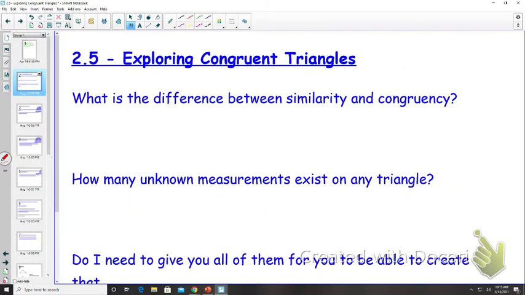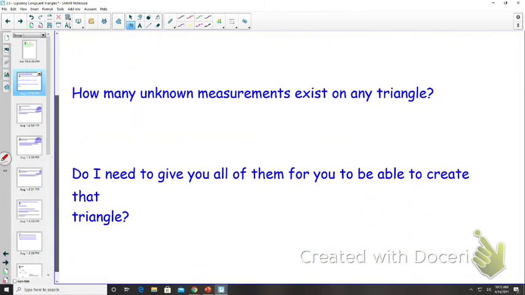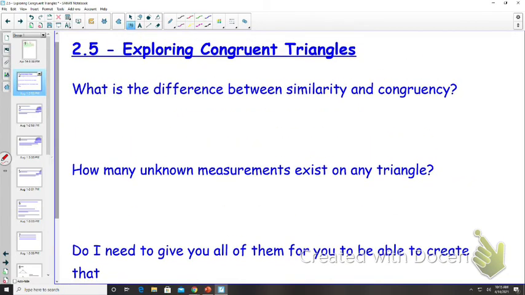Okay, so we are in topic 2.5. Okay, so question for you guys. What is the difference between similarity and congruency? What does similar sound like? Similar. Oh, congruent's like being exactly.